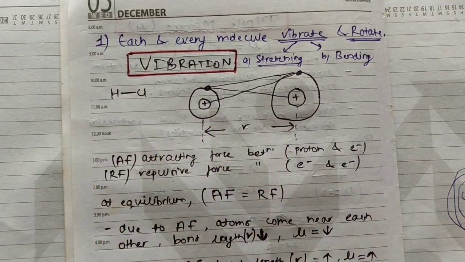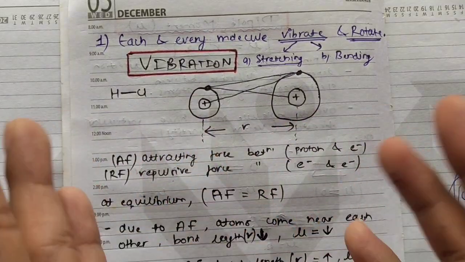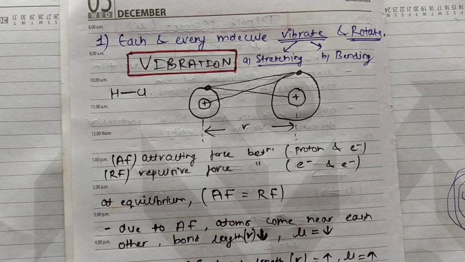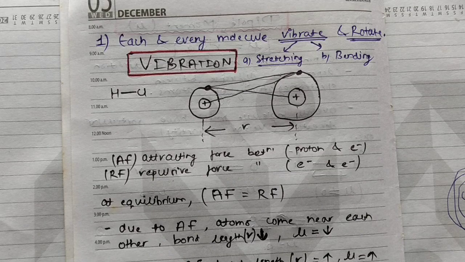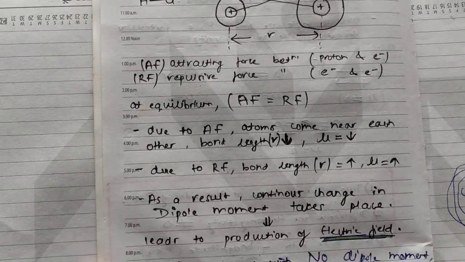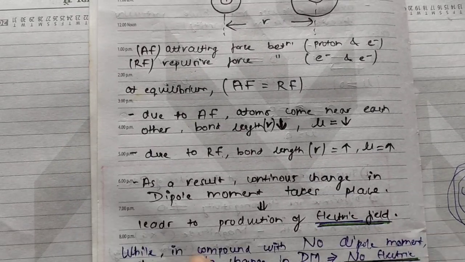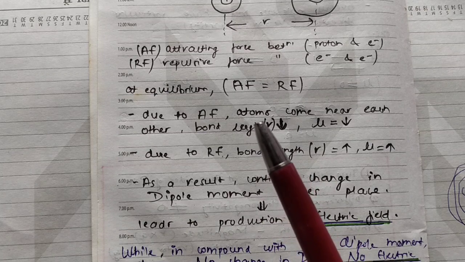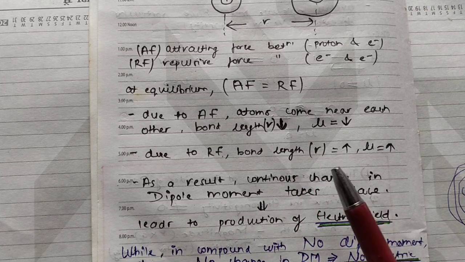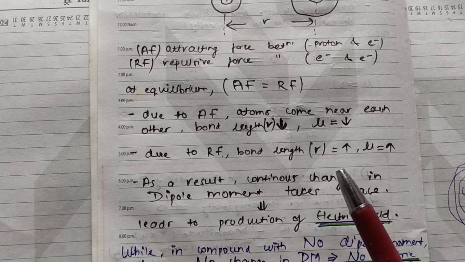So this is the reason behind the stretching and bending, the contracting and moving apart, and why the dipole moment is changing. In conclusion, what we should know is that the dipole moment of any molecule, due to the vibration, continuously keeps on changing.